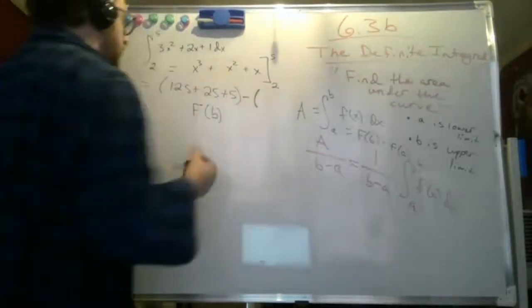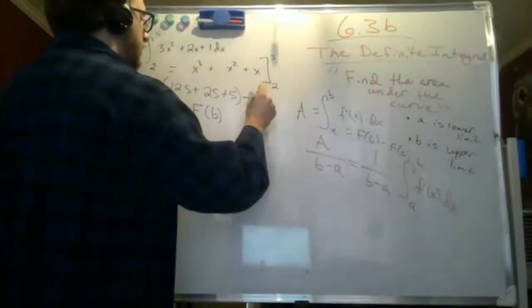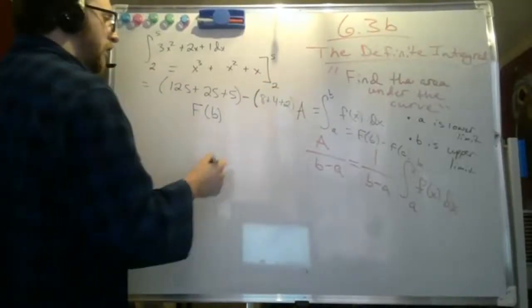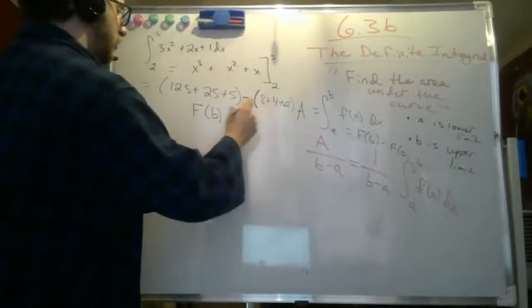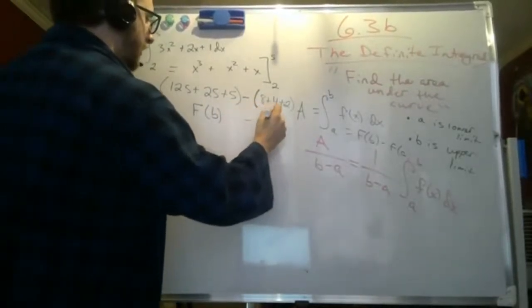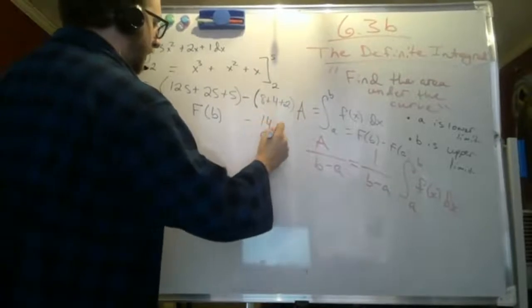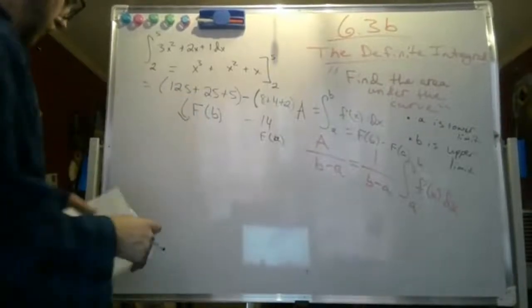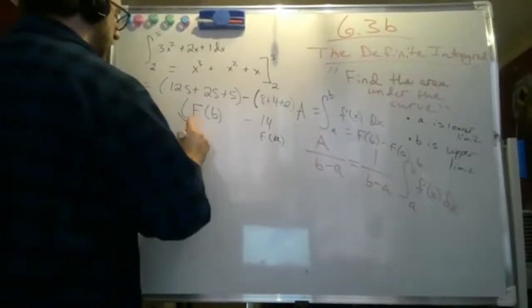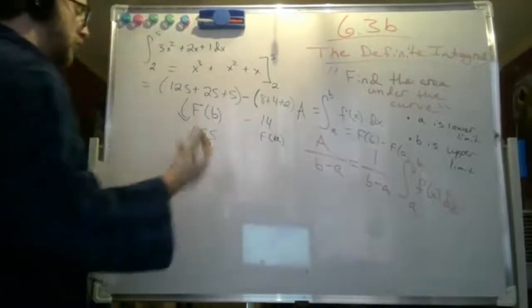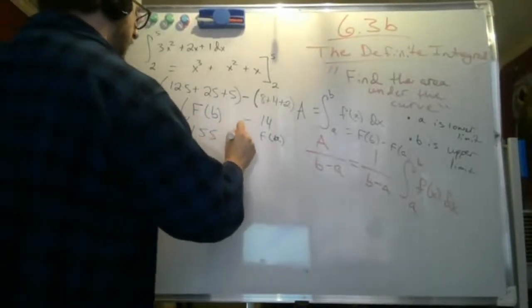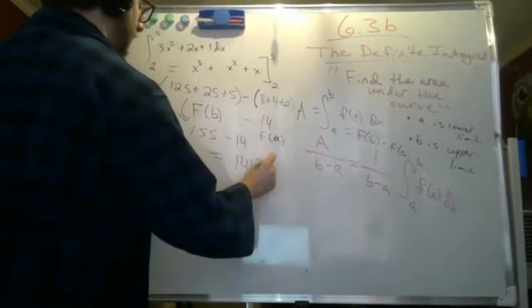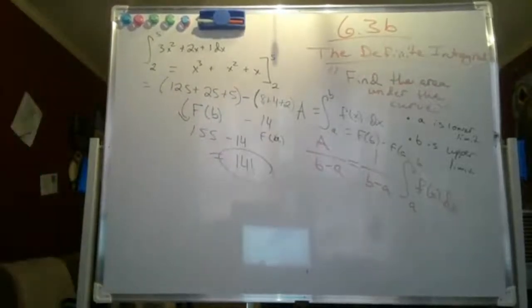Alright, so we plug in 2, and we've got 2 cubed, which is 8, plus 2 squared, which is 4, and then plus 2. So 8 plus 4 is 12, plus 2 is 14. So we've got minus 14, and this is big F of a. And then over here, when you add these numbers together, I'll just go ahead and tell you, you get 155. So our final answer is going to be 155 minus 14, or in other words, 141. And that's it. That's your final answer.